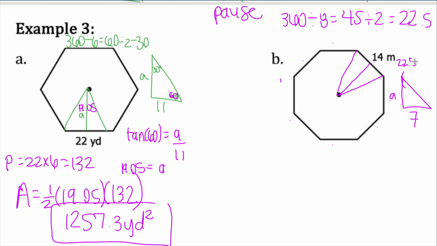Again, I find the complement of 22.5, so I can still use tangent of opposite over adjacent without doing an extra step in my mind. So I found the complement of 22.5 is 67.5. So tangent 67.5 is equal to a over 7. And then really just multiplying 7 by tangent of 67.5. We get about 16.89, lots of decimals, but we're going to round that to be about 16.90.